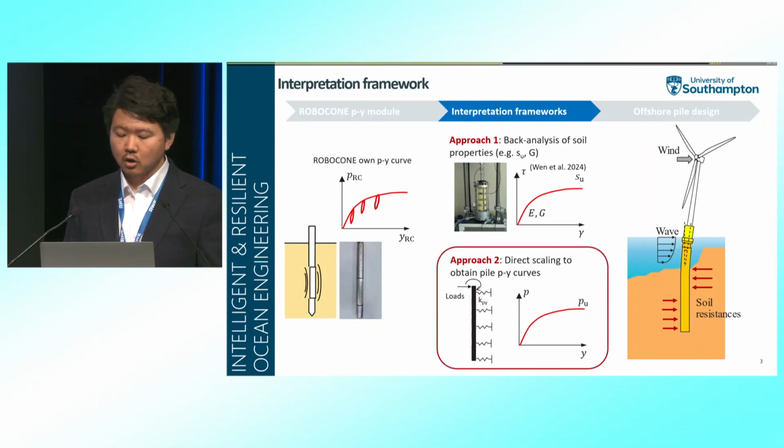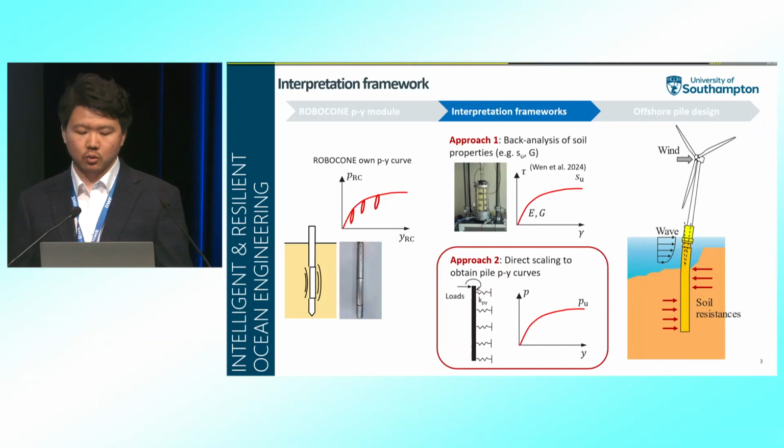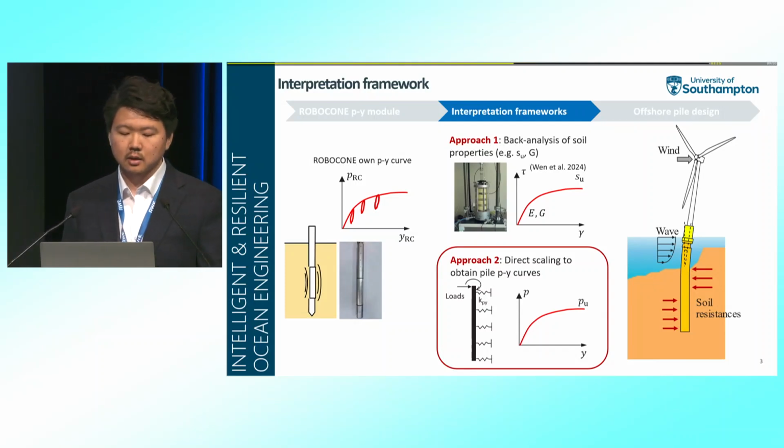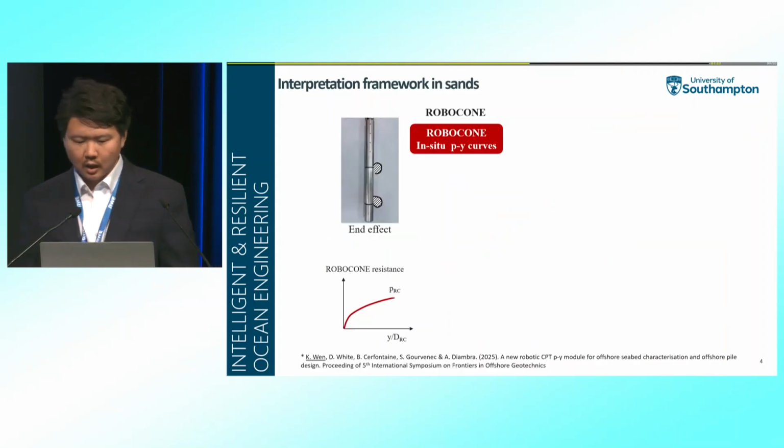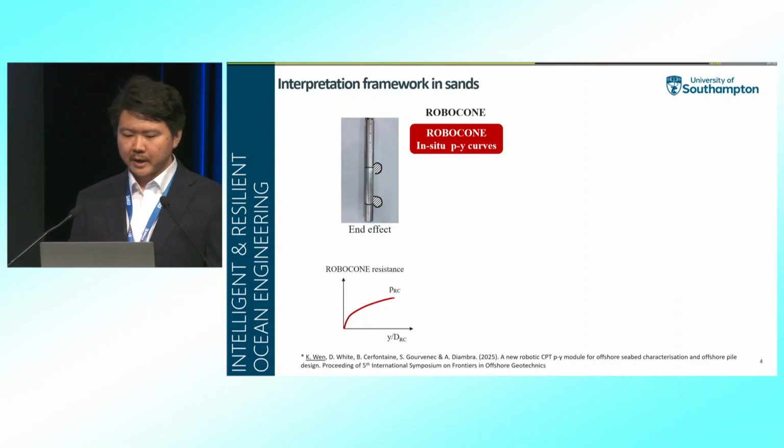I'm going to talk mainly about the second approach, which is directly scaling the RoboCon data to the pile PY curves. Once penetrating into the ground and translating horizontally, RoboCon itself can generate its own PY curves. However, as you can see, it can generate an end effect due to the finite length of the RoboCon itself.